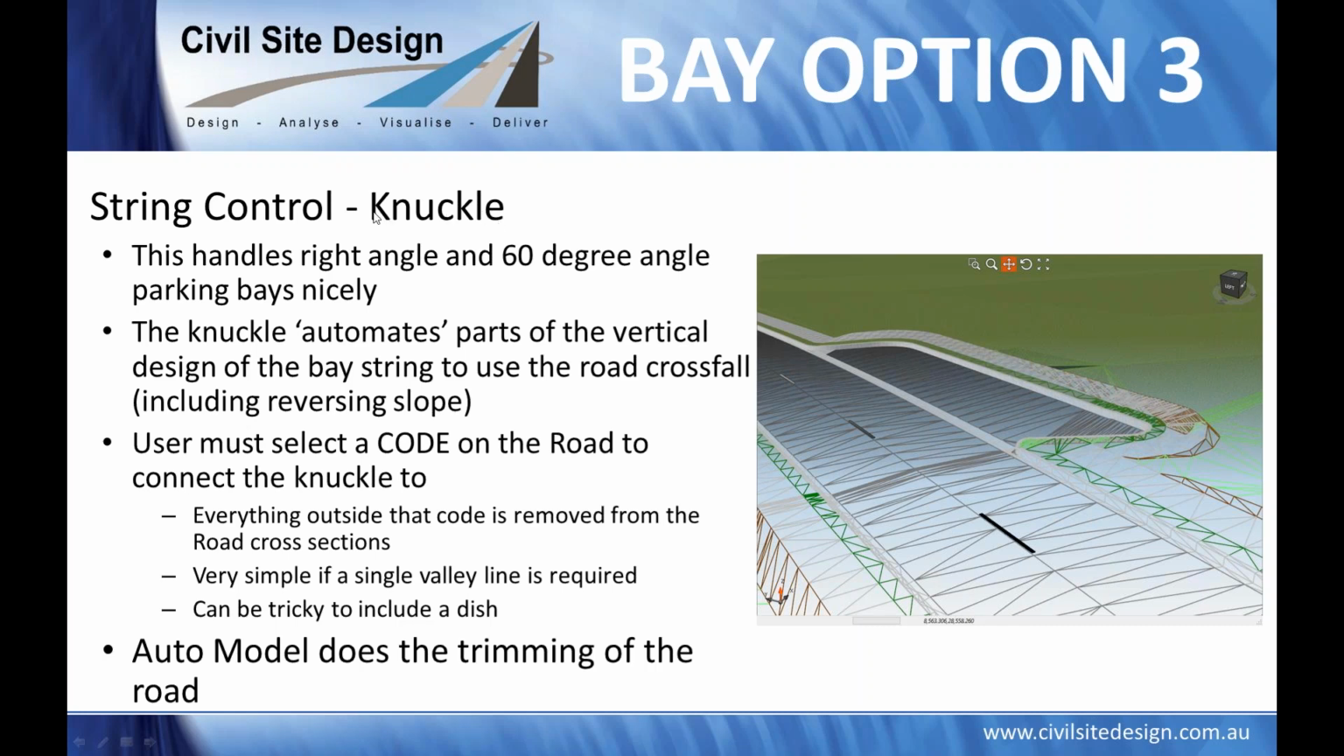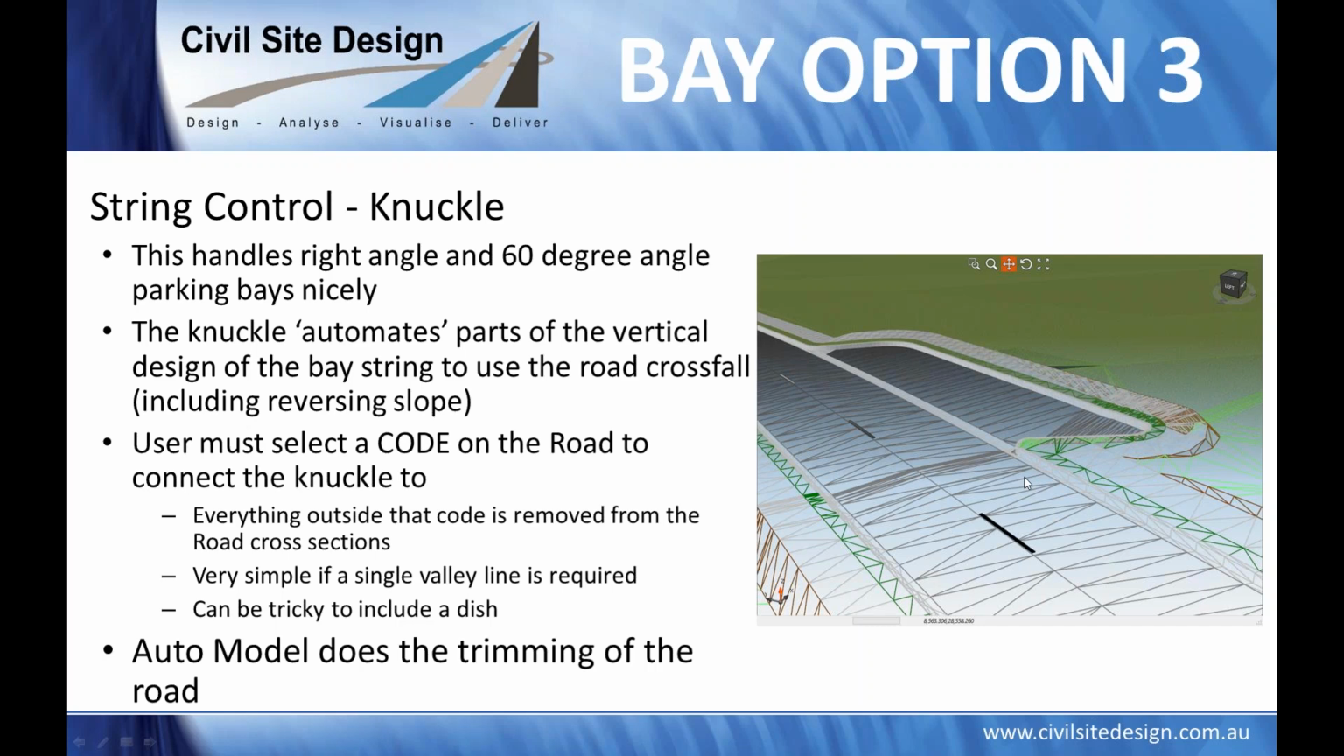There's a tool called a Knuckle. If you haven't used it, what it does is it removes the road from a certain code outwards and lets you replace it with your own alignment and also your own cross sections. Now the benefit of this is that you then can design this widening with its own cross sections perpendicular to the run of that alignment, and that gives you the opportunity to do this wraparound.